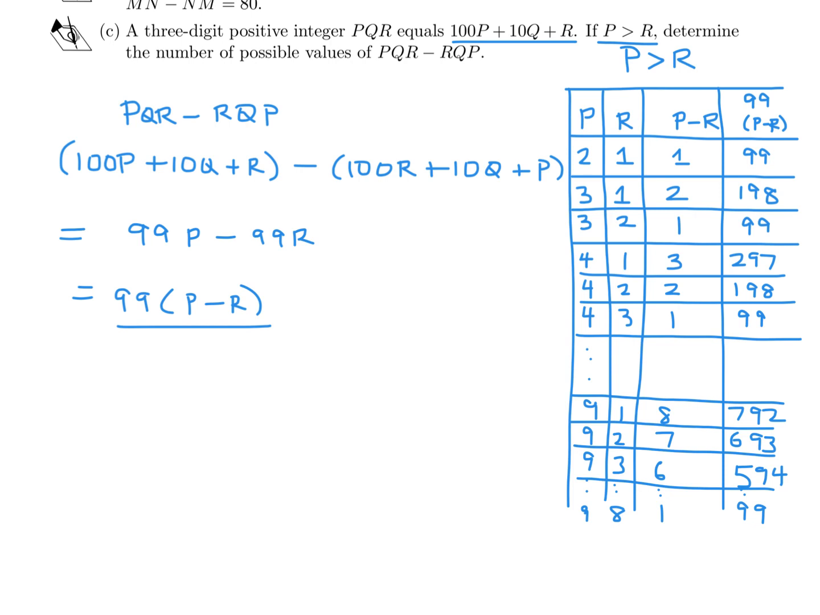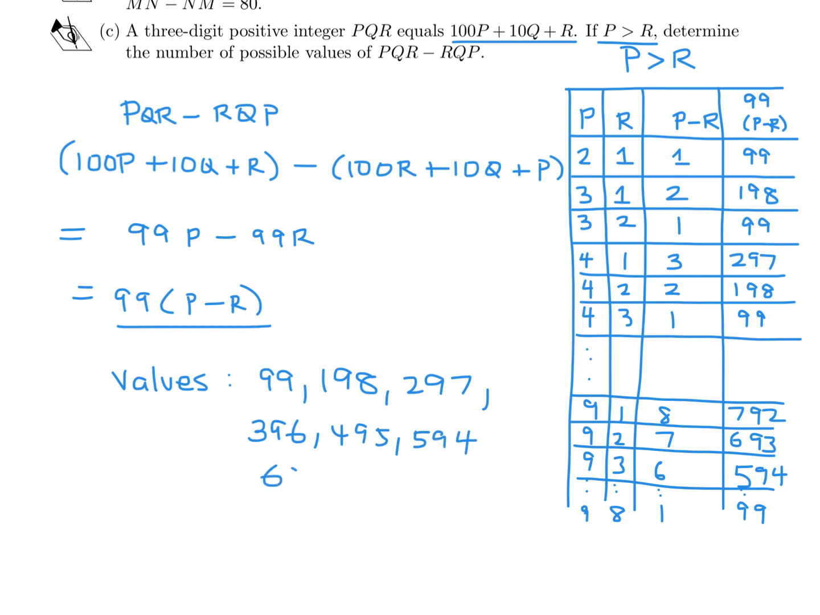So my values are 99, basically all multiples of 99, 297, 396, 495, 594, 693, and 792. So that is 1, 2, 3, 4, 5, 6, 7, 8. So 8 is really what they're asking for. And I think that completes this question.